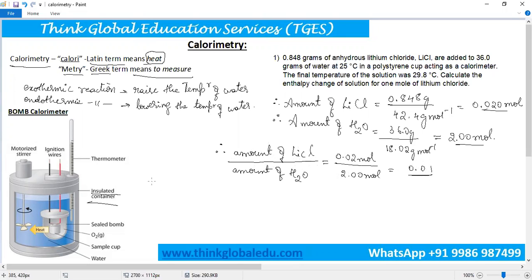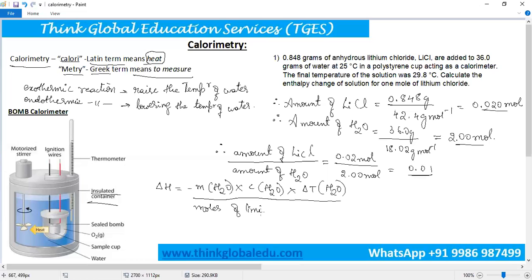From the formula of delta H, we can calculate the enthalpy change for this particular reaction, which is delta H is equal to minus mass of water molecule into specific heat capacity of water molecule into the change in temperature of the water molecule over the number of moles of the limiting reagent. In this reaction, the limiting reagent is the lithium chloride.